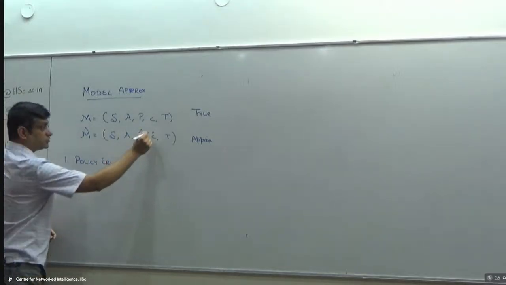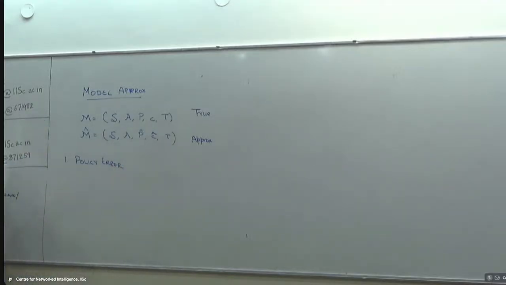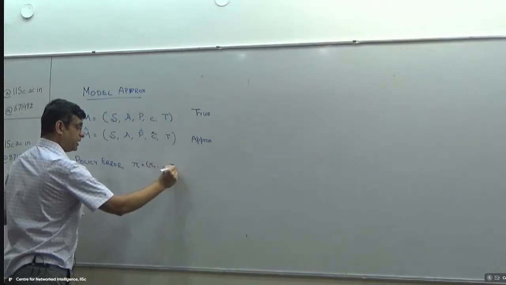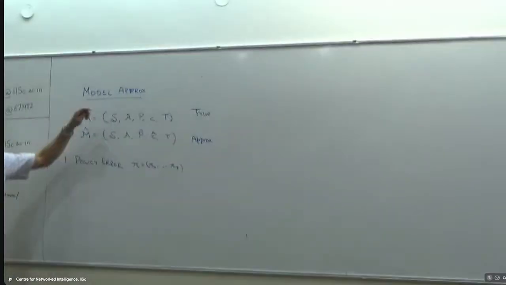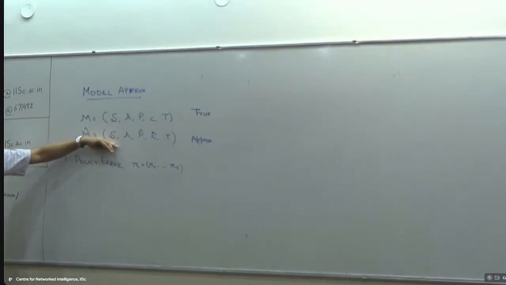Yes, this is a C hat. Sorry about the writing. So, suppose I have a policy. There is this policy pi equals pi 1 to pi t. My state and action spaces are the same. So, this policy is a valid policy in the hat model as well as the true model.